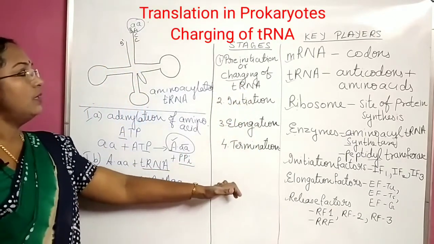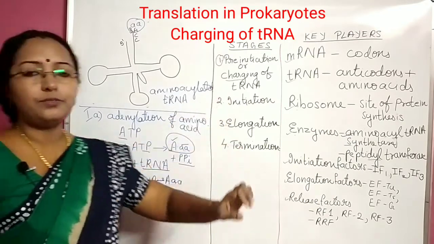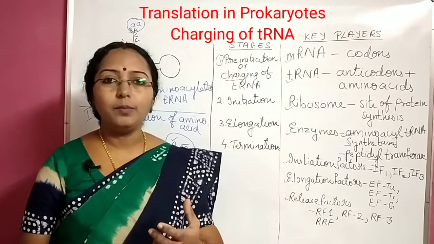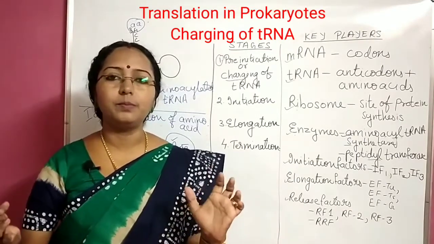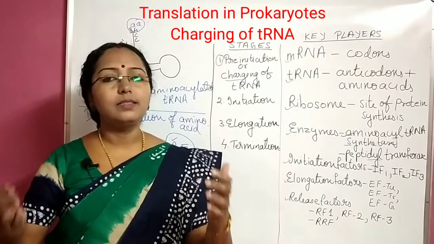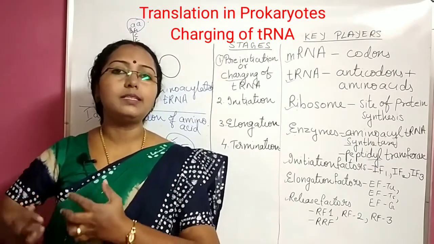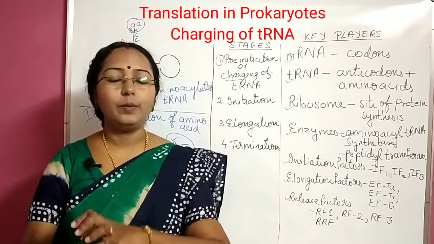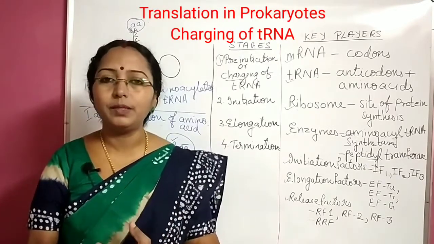So this is our pre-initiation. So once again I say pre-initiation or charging of tRNA, it is a very simple process. Here the tRNA molecule is attached to one amino acid. This is a simple thing. Okay, and this simple thing happens in 2 steps. First, the amino acid is getting activated by adding it with an ATP molecule, and the amino acid will get the adenine from that. So it becomes adenylated amino acid.